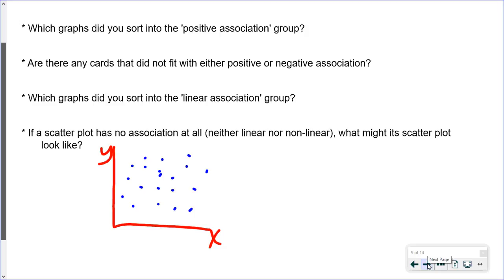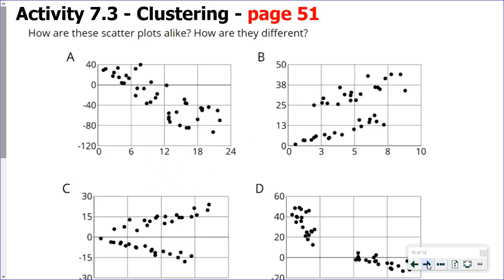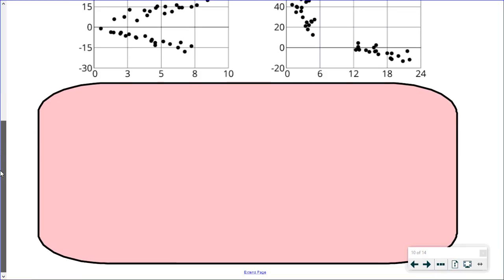So just some key wrap-ups hopefully you discovered or thought about from the sort you just completed on Desmos on Google. All right, so now that you're done with that sort, let's go ahead and turn to page 51, and we're going to look at activity 7.3, clustering. At this time, I'd like you to, again, pause the video and jot your ideas down on these 4 graphs and tell me, how are any of these scatter plots alike, and how are they different? And as soon as you're done jotting down your own thoughts, you can go ahead and press play and resume the video to check your responses with mine and add to your notes if needed.